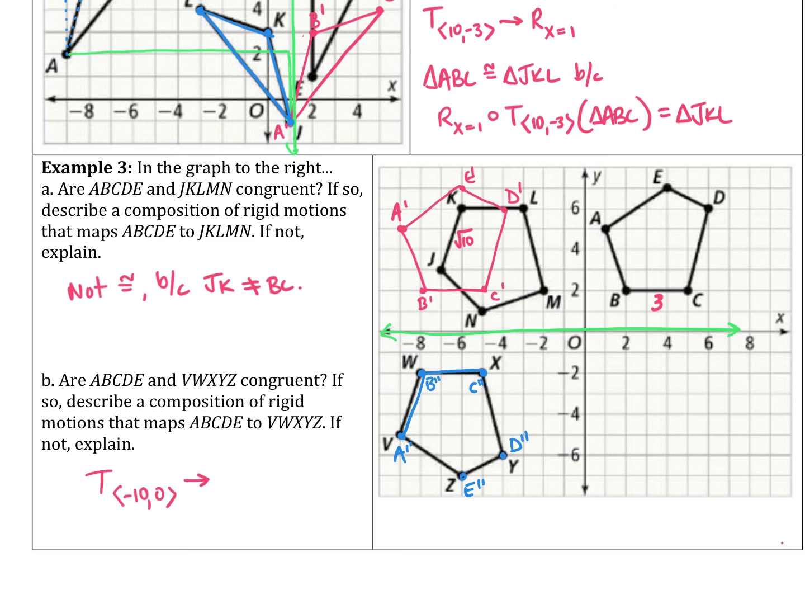So we can see that pentagon ends up being right on top of the other one, followed by a reflection across the X-axis. So my answer will be yes, there is a composition of rigid motions that maps the pentagon ABCDE to this pentagon. And let's just go ahead and say it. Yes, a reflection across the X-axis of the translation -10, 0 of ABCDE results in VWXYZ. And there we have it.